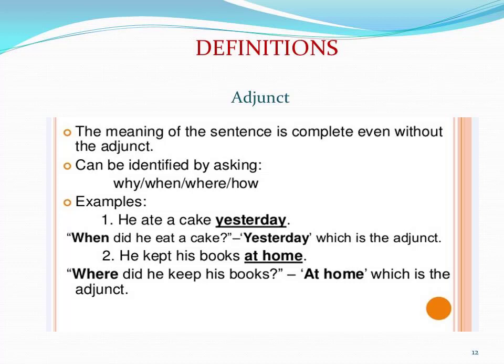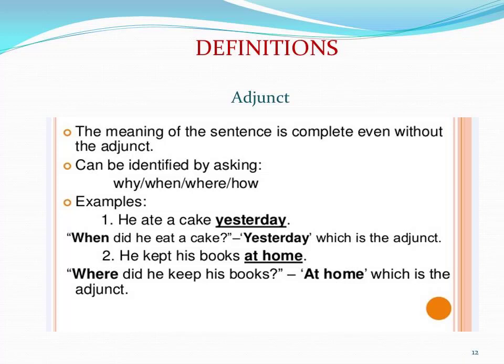See the example: He ate a cake yesterday. How can we ask the question? When did he eat a cake? The answer is yesterday. So yesterday is the adjunct. It provides extra information to the sentence. So it is said to be the adjunct.